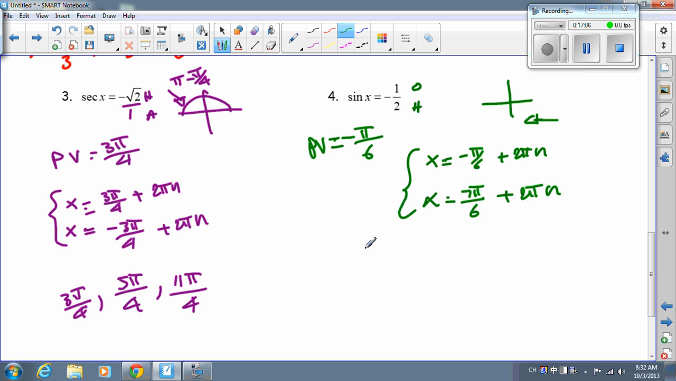First solution, it will be 7 pi over 6 because that's a positive one. Then I will plug in 1 over here, and I will get 11 pi over 6. And I will plug in another 1 over here and get 19 pi over 6.